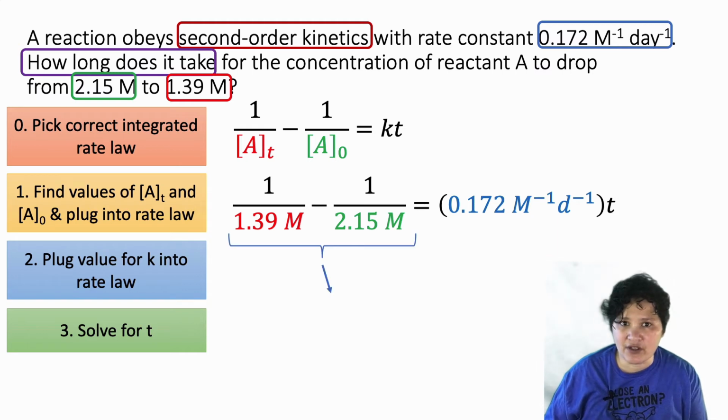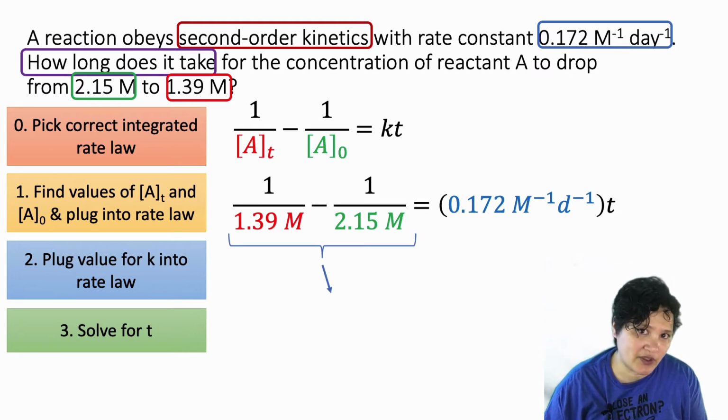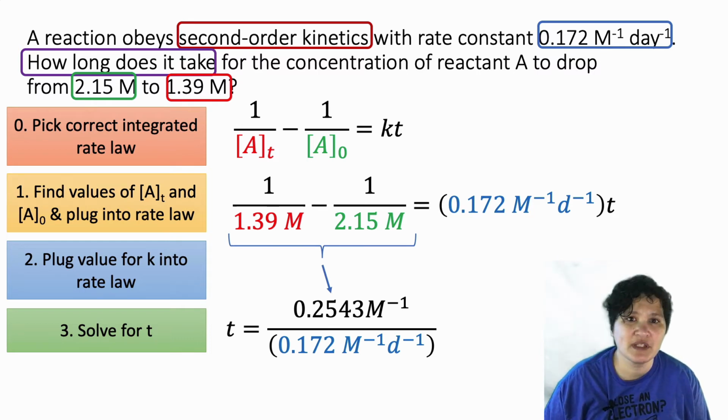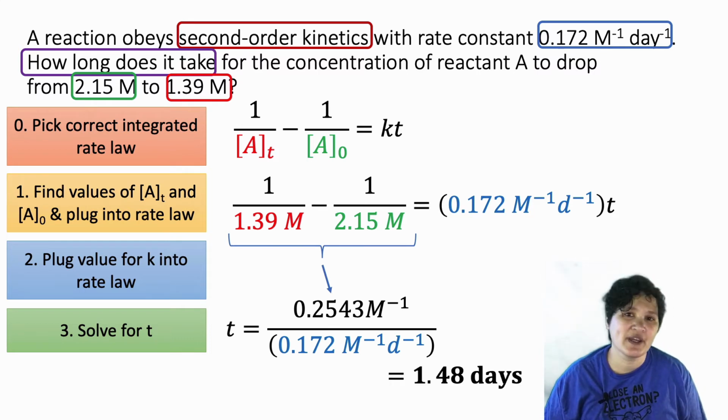This part over here simplifies to this value, and then we divide by the rate constant to get our time. Plug these numbers into your calculator, and you get 1.48 days.